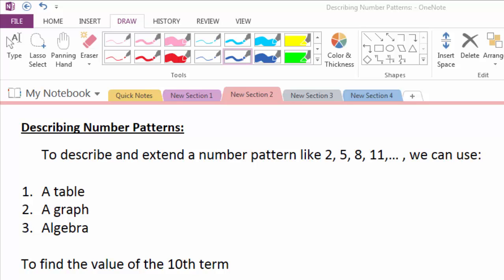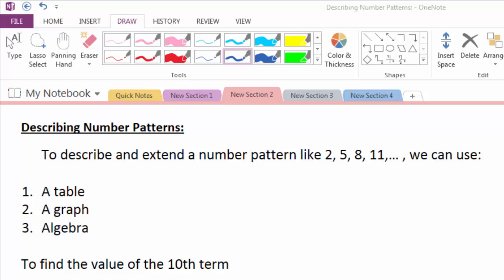To describe and extend a number pattern like 2, 5, 8, 11, we can use three methods. The first method, the table; the second, the graph; the third, algebra. In this lesson, we're going to mention the table, and you will see that it's going to work for small numbers. Graph, it's not a perfect strategy. And algebra, the last one, is the best one. That's why we included it in the algebra strand of math.